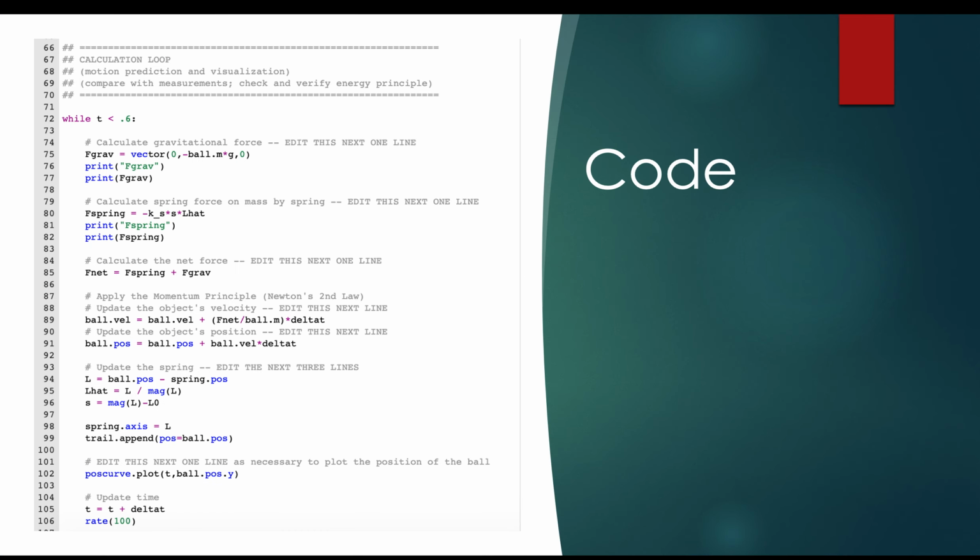So here's my code, the calculation loop. First I calculate the force of gravity, then I calculate the force of the spring, then I calculate the net force. Once I have the net force, I can update the velocity, then update the position, then update the length of the spring, meaning the new position of the ball, and then based on the new position, calculate the new size of the slinky. Then I plotted all this information, which is going to be shown on the next slide.